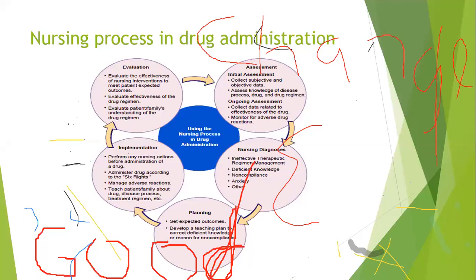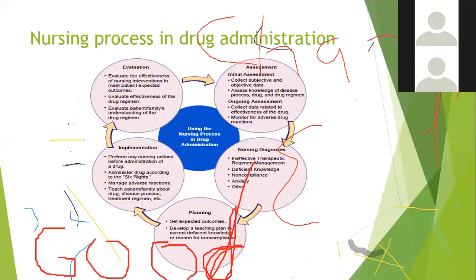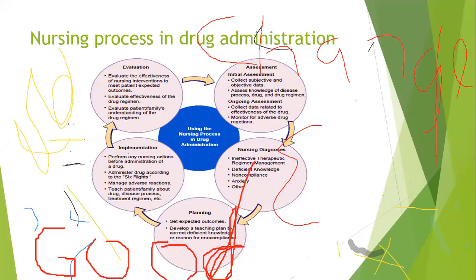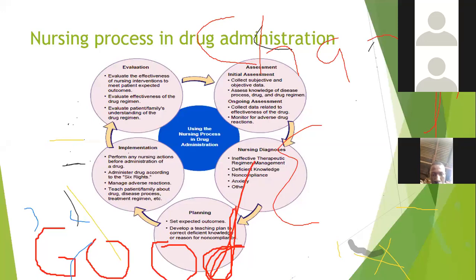You develop a teaching plan to correct deficient knowledge. If your nursing diagnosis is deficient knowledge, for example, you set a teaching plan to correct the diagnosis you have made. And if it is non-compliance, you have to set your target on how you want to ensure that this patient complies with the drug regimen. And that will take us to the next phase, which is the implementation phase.